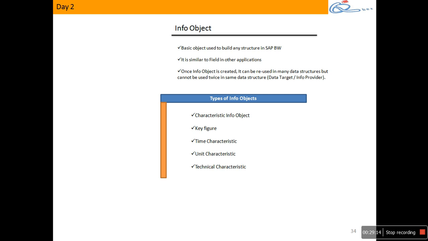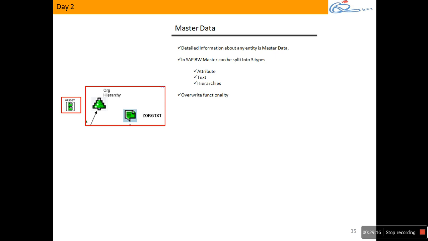Okay. So you understand now what is info object. Yeah? Then master data. Now what is master data? What is master data? Information about any entity. Yeah. But in BW, what it does is, in BW we divide the master data into 3 types: attribute, text, hierarchy. Sir, you asked me, do you normalize in BW? Yes, we do normalize the data in BW by split. This is why we are splitting into 3 types.